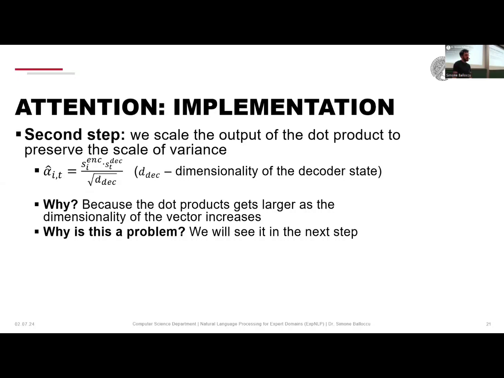Why is this a problem? I'm saying this a lot, but we're going to see it in the next step. For now, no? Yes? Why do you say square root of the dimensionality? Because we're going to see it in the next step. I know, guys, I know, it's frustrating, but I need to. Yes?